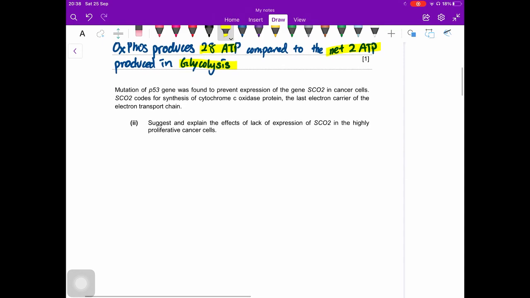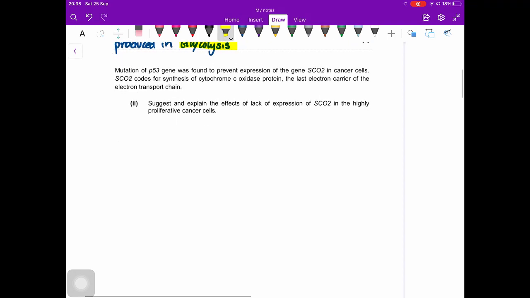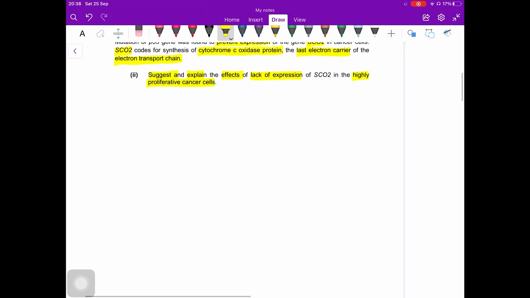So part 2, the mutation of your P53 gene was found to prevent expression of your SCO2 gene in your cancer cells. SCO2 codes for cytochrome C oxidase protein, which is the last electron carrier of your ETC. So they ask you to suggest and explain the effects of the lack of expression, and then another keyword here is the highly proliferative cancer cells.